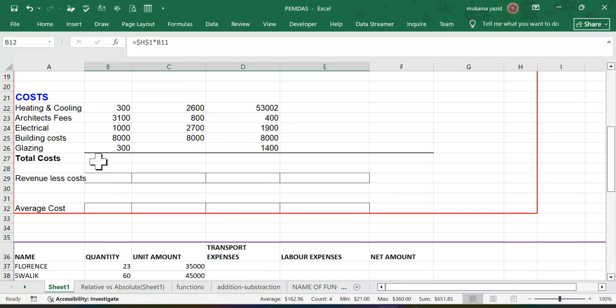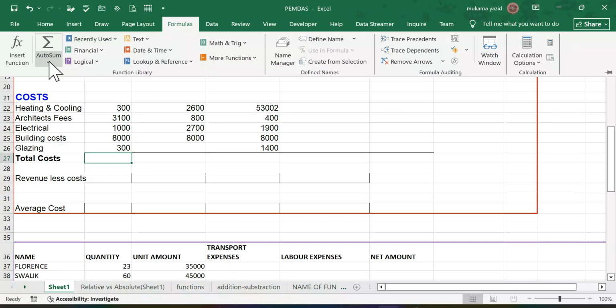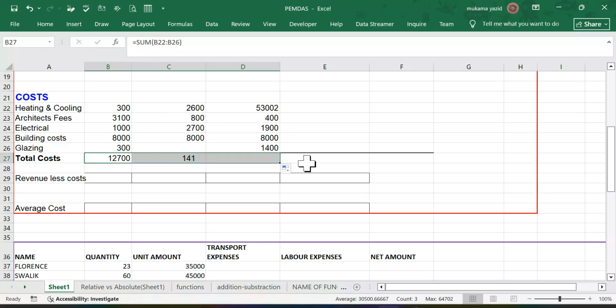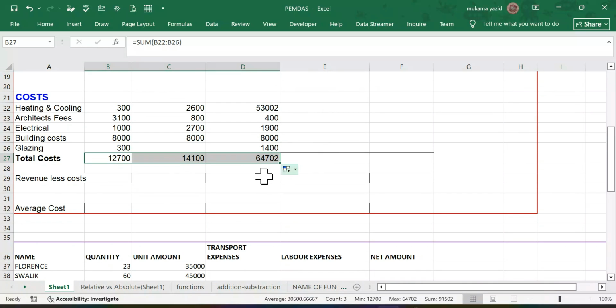We do a small calculation. If we want to get the total cost, obviously we use a function to save time. We just select where we want to get the answer, then we go to formula, then we come here. There's what we call auto sum. We can get some function there. It will automatically understand what we want to do, and we autofill to get the rest of the answer. So that is how we save time for this.